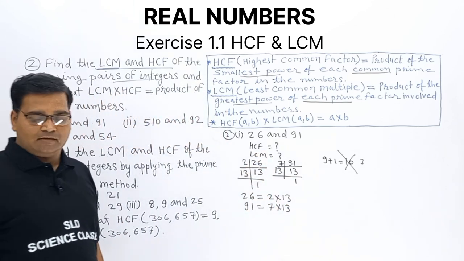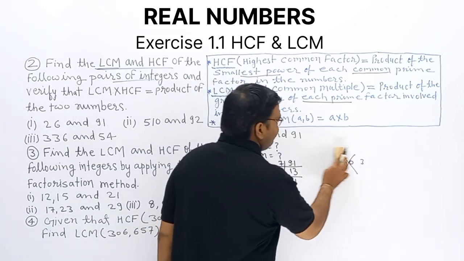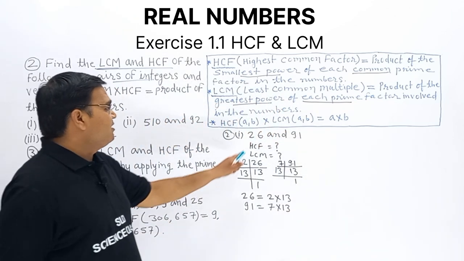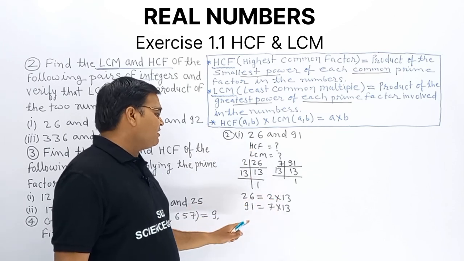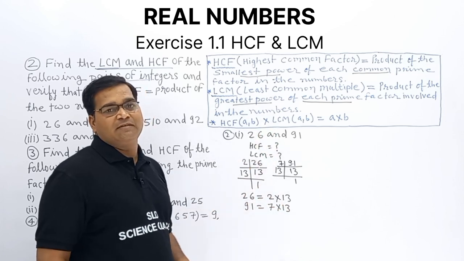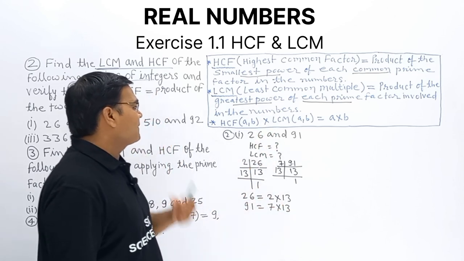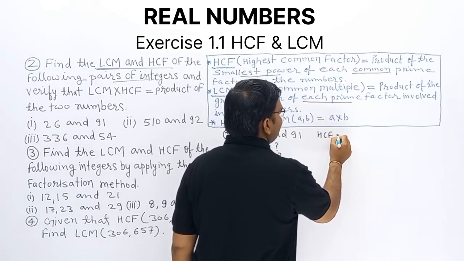7 into 13. So these are the prime factors of 26 and 91. 26 has 2 and 13 as prime factors, and 91 has 7 and 13 as prime factors. Now we want the HCF and LCM.